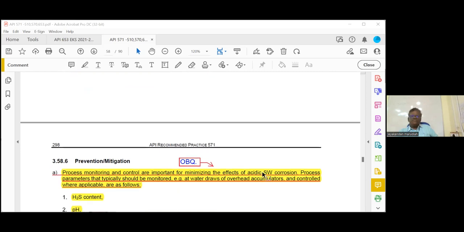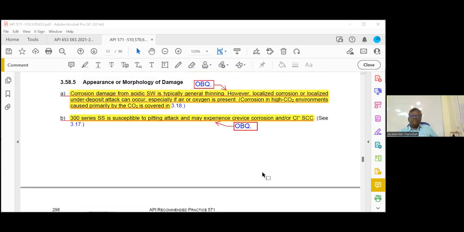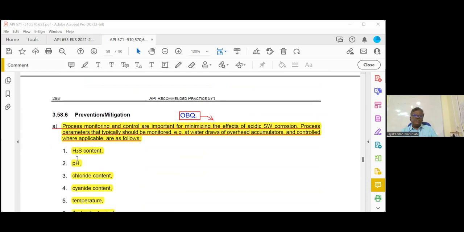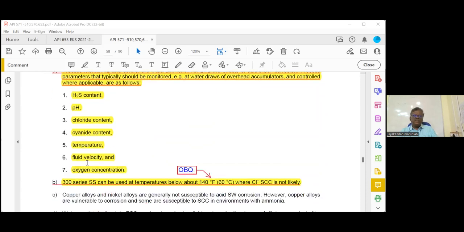Then prevention. Most of this, see, there will be 50% closed book questions, okay, but many will be open book. Process monitoring and control are important in minimizing sour water corrosion. Process, what you have to check? H2S content, pH, chloride content, all this. And the stainless steels can be used at temperature below 140 where chloride corrosion cracking is not likely. That is an open book question.